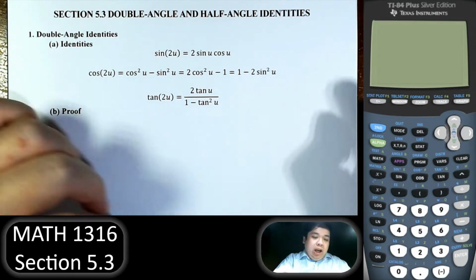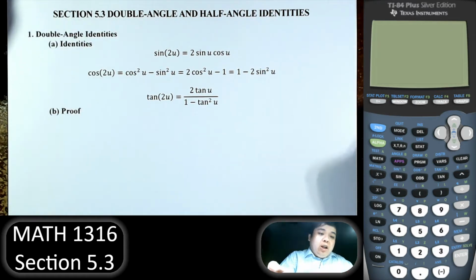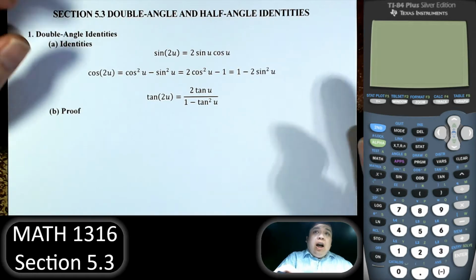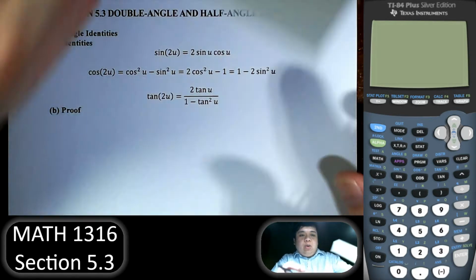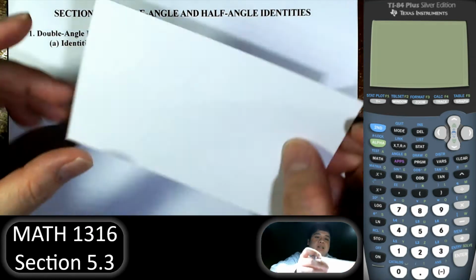Hi everybody, welcome to another video in Trigonometry, section 5.3, double angle and half angle identities. So this is the continuation from the previous section. Let's just review what we have.